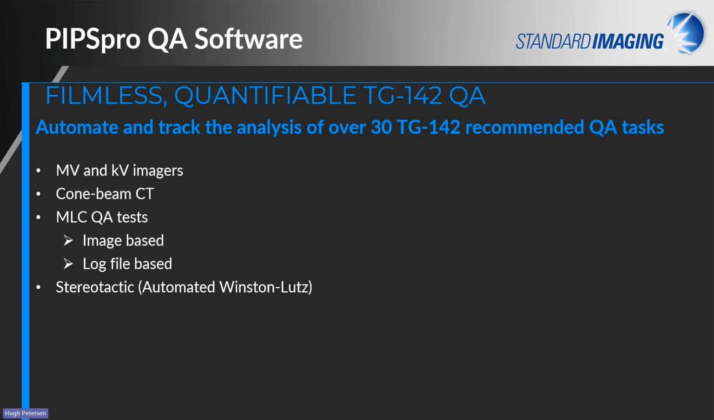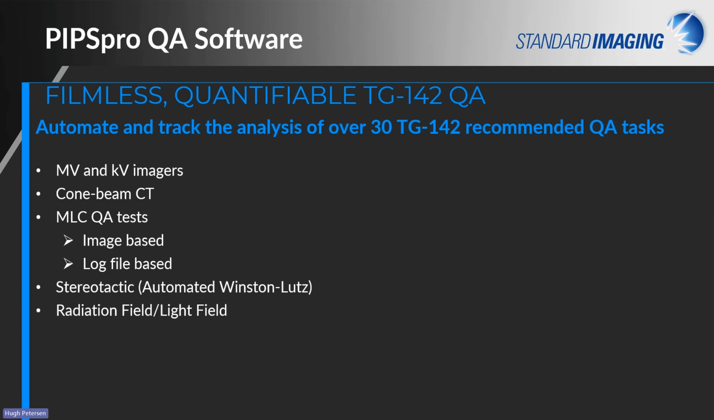Stereotactic module, which is basically an automated Winston Lutz. It allows you to bring in images of your Winston Lutz phantom, either like a cube or a pointer, or many different types of phantoms out there for this. We're vendor neutral, so it does not have to specifically be the standard imaging pointer. I know some of the LINAC manufacturers include pointers as well, but we have a couple of different stereotactic Winston Lutz pointers and phantoms that we offer, so we can talk about those as well.